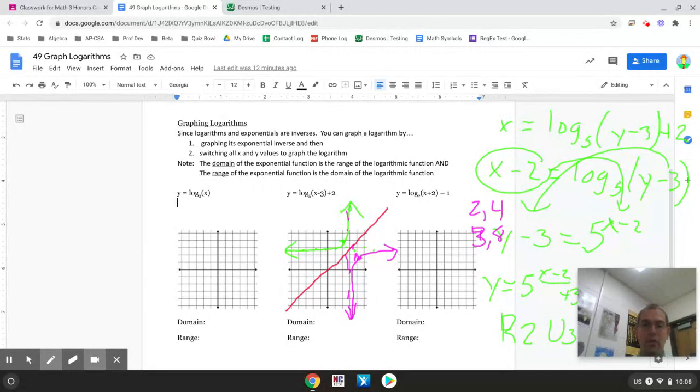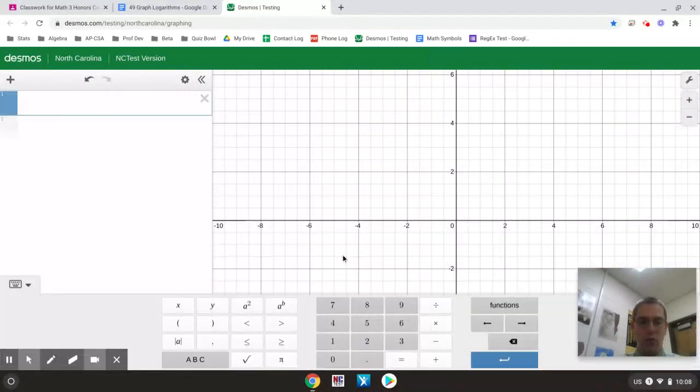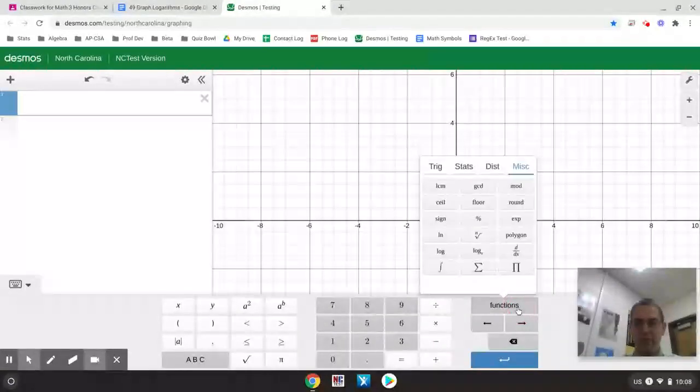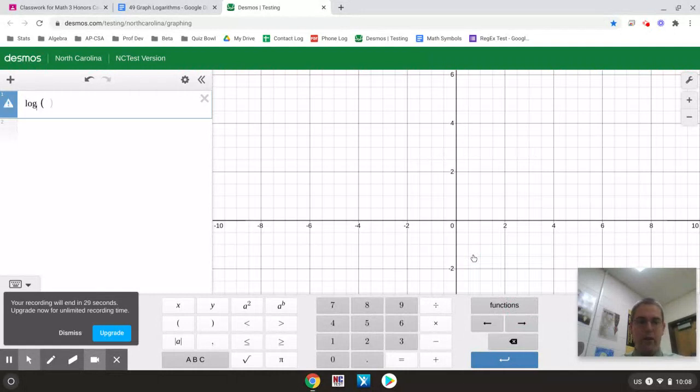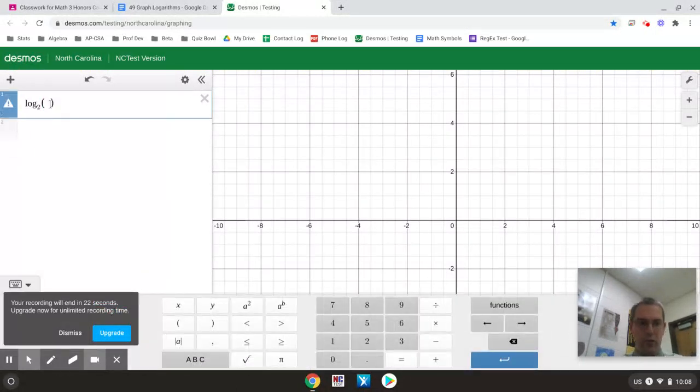Now, it's great to be able to do these by hand, and you're welcome, but I'm going to show you how to do this last one using Desmos. So I have a log base 2, so go to your functions, pull up your log with a base, log base 2 of x plus 2, minus 1.